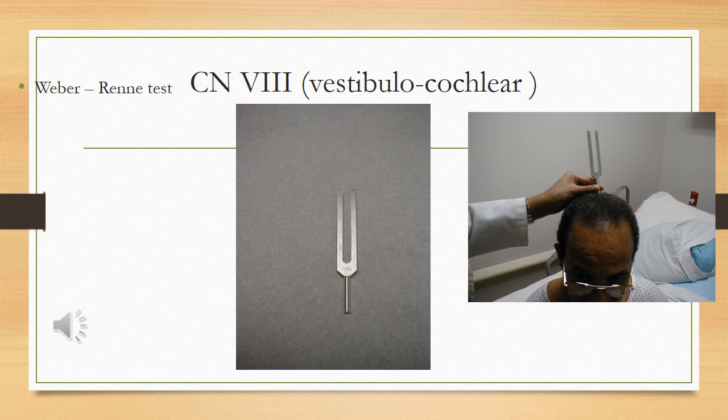So tune your fork, put it on the vertex of the patient's head, and ask the patient to see if the hearing is lateralizing to one side. What we mean by lateralizing is that he or she can hear on one side more than the other. If this happens, this means one of two things: either there is a conduction loss on the side where the hearing lateralizes, or there is a sensorineural loss on the other side.